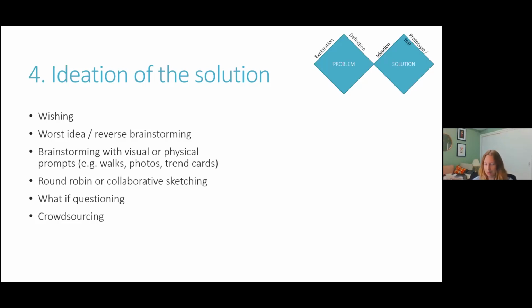So, actually, I think City of Melbourne has done this with some of their ideas around the future of Melbourne and that sort of thing, just trying to get as many ideas as you can.